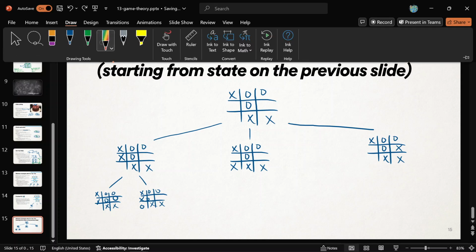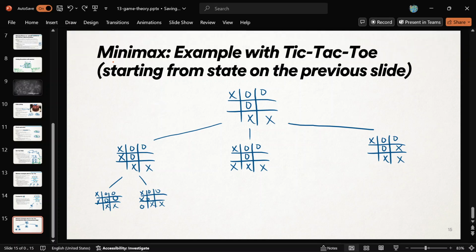So who's won so far? This game is over. This game is not yet over, right? But this game is also over. So I have to go down further for this one. But this one's done. This one's done. And now let's try this one. So again, I've got two options for O to take. O could go one of two places, right?